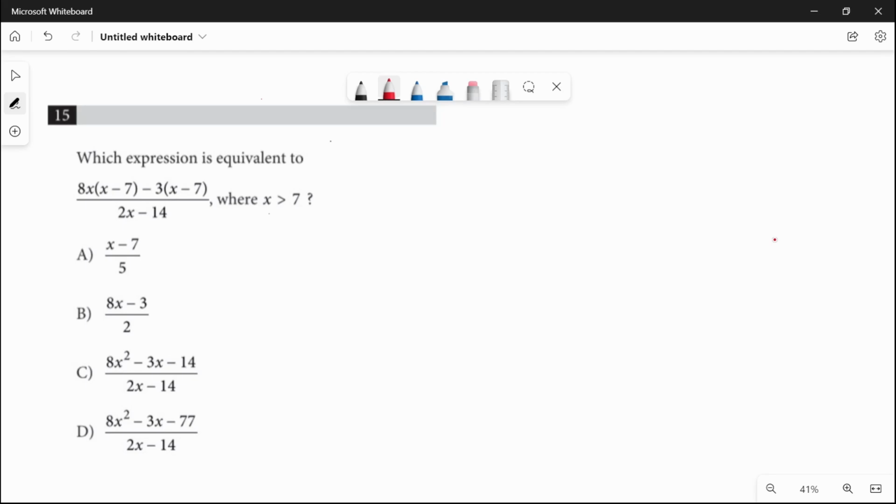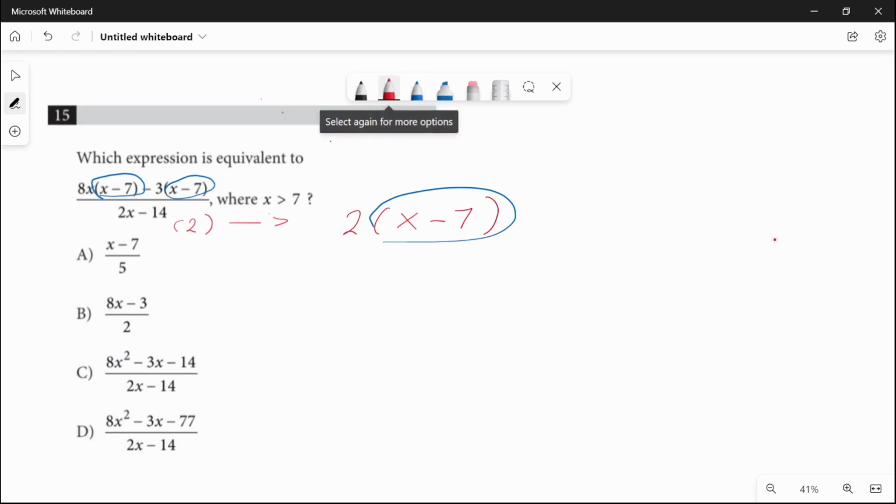As you can see, we can take a common factor of 2 out of the denominator. So if we take a common factor of 2 out of the denominator, we will be left with 2 multiply x minus 7. And as you can see, we have x minus 7 in each expression in the numerator, and x minus 7 in the denominator as well. So this function could be divided by x minus 7.